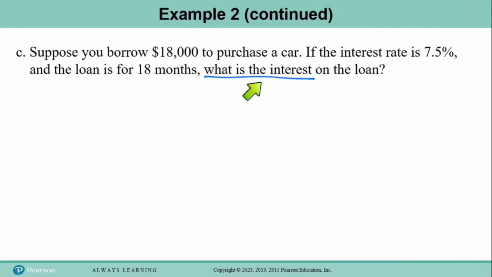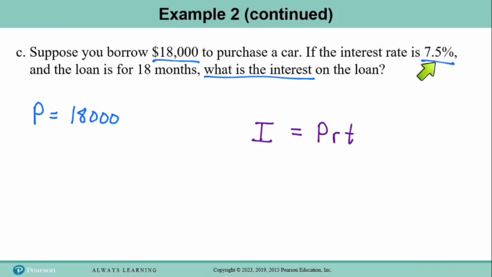Okay, so we know that they're asking for interest, so we will use our interest formula. So I equals PRT. Then the 18,000 represents the principal. The 7.5% is the rate, and when we convert that to decimal form, it's going to be 0.075. And then the time is 18 months.